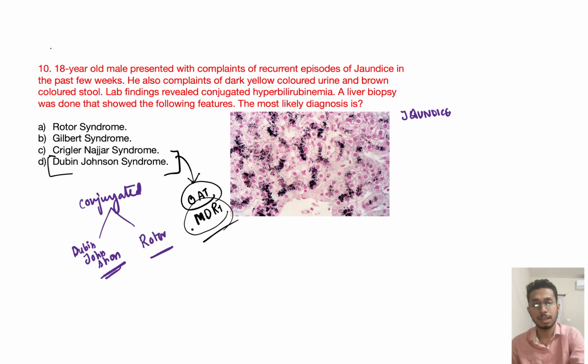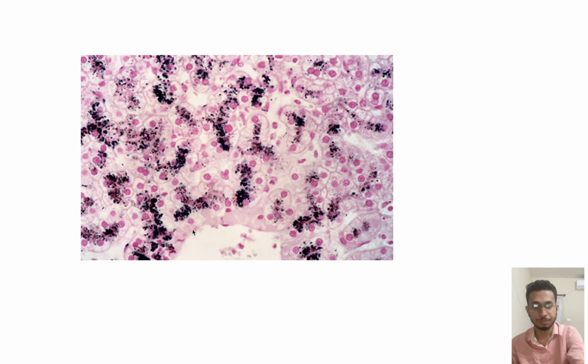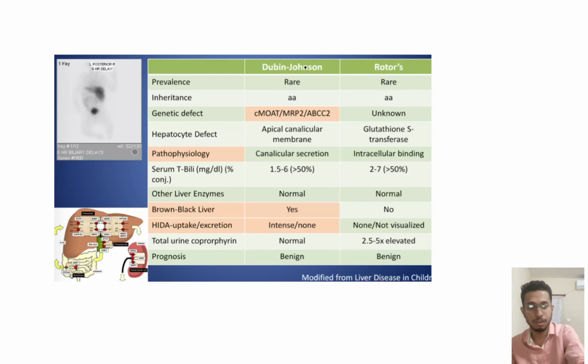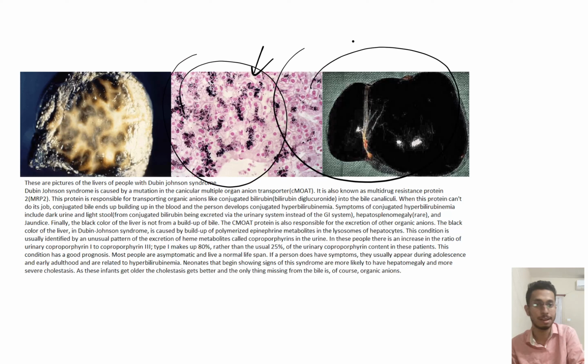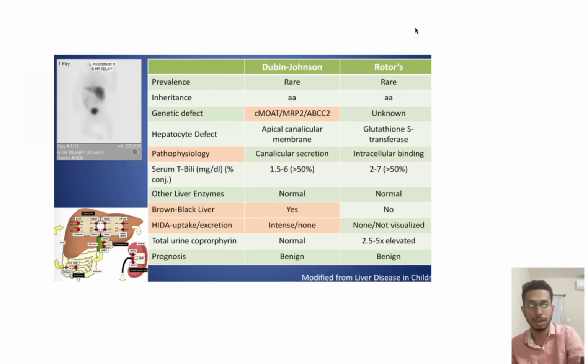A lot of students multiple times confuse that black color is due to bile. No, it is not due to bile, it is mainly due to accumulation of epinephrine metabolites. Alright. Okay. So here you can see again black colored histopathology, as well as completely black colored liver seen in Dubin-Johnson. Now how to diagnose Dubin-Johnson biochemically?